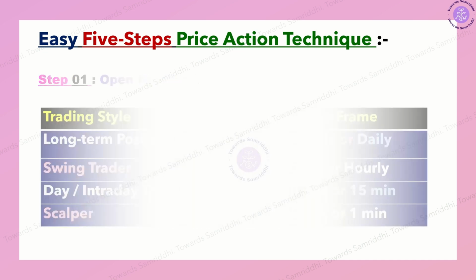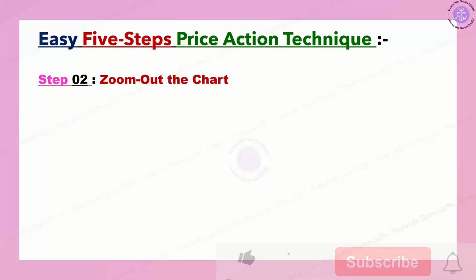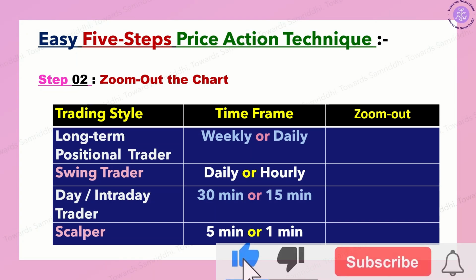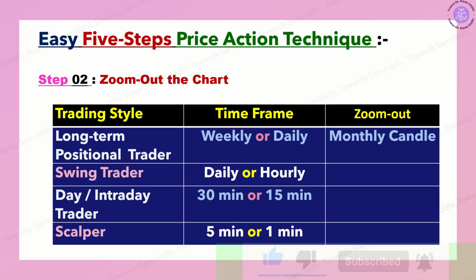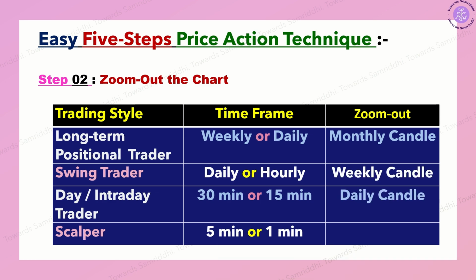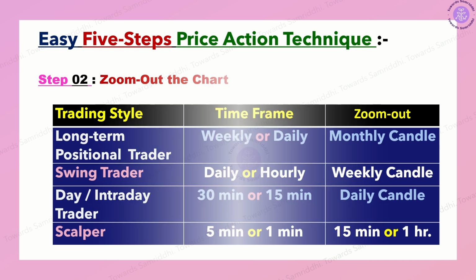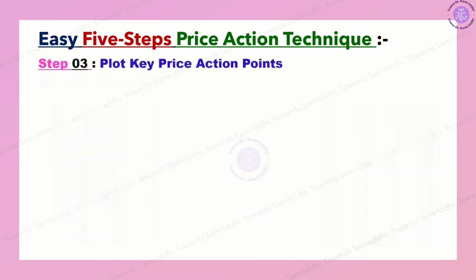Step 2 is to zoom out your chart to a higher time frame. For example, if you are a swing trader, trading on daily candles, zoom out your chart to weekly candles. Similarly, if you are an intraday trader, trading on 15 minutes candles, then zoom out the chart to 30 minutes or hourly candles. Step 3 is identifying key price action zones.